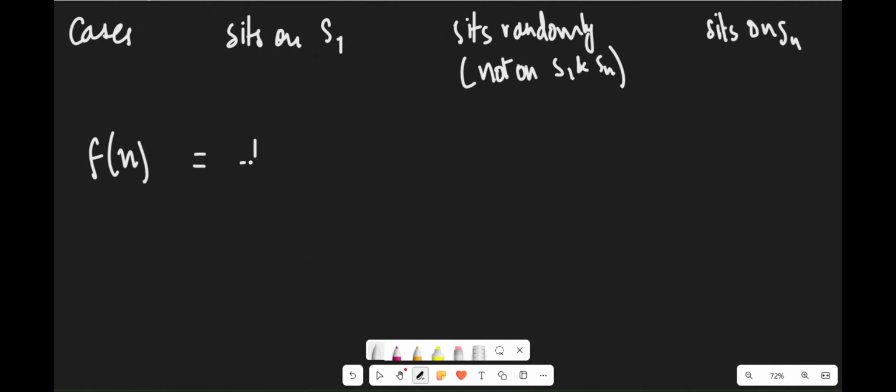So for S1, there is a 1 by n chance that the person sits on S1, and if that person sits on S1, there is 100% probability that the nth person will sit on its nth seat. We'll come to this later. Now sits on Sn, there is a 1 by n chance that the person sits on Sn, but if the person sits on Sn, then there's zero chance that our last person gets to sit on their own seat. Now sits randomly, of course.